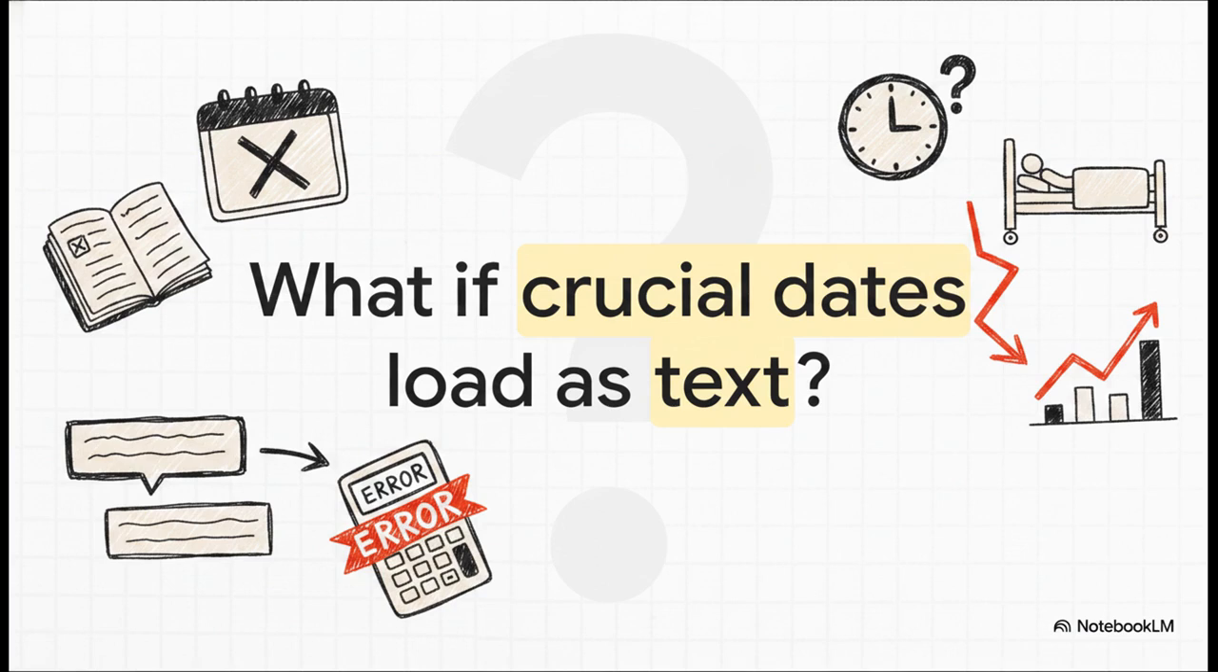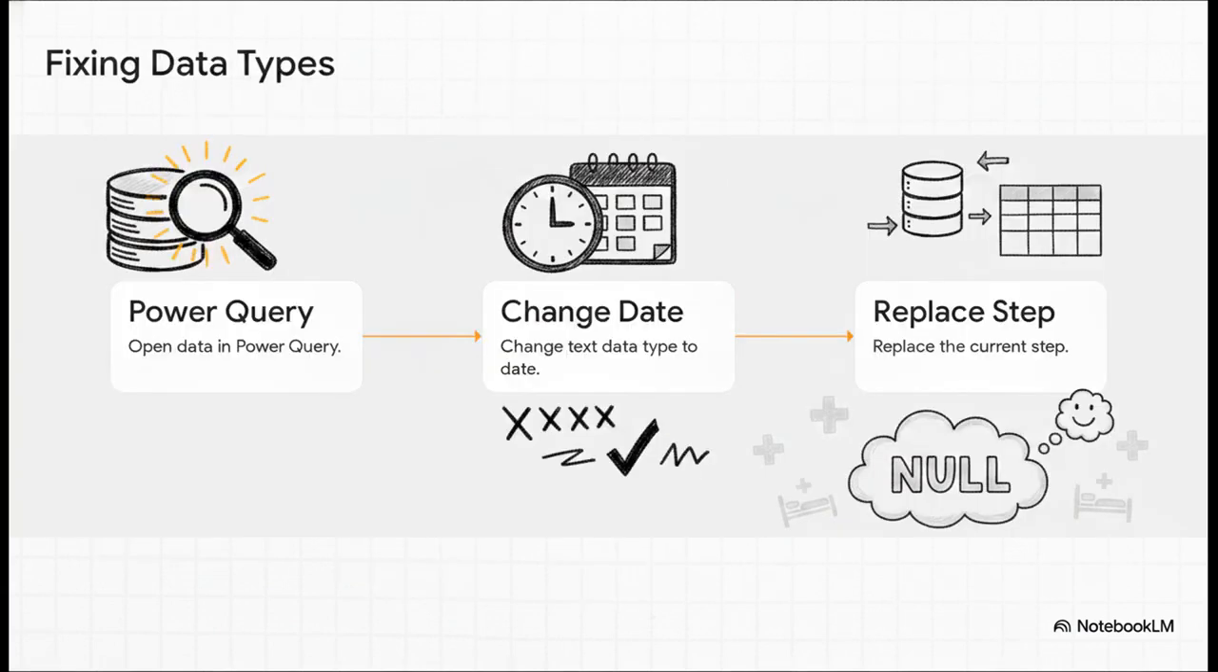Well, if you don't check your data types immediately, a simple critical calculation like figuring out a patient's total length of stay is going to throw a massive error. You literally just cannot subtract text from text. So you gotta jump straight into Power Query for a really quick fix. You locate those columns, change the data type from text to date, and replace the current step to keep your query nice and clean.